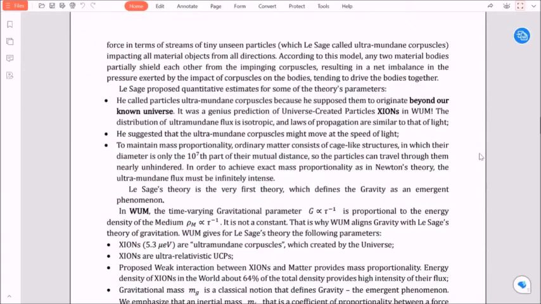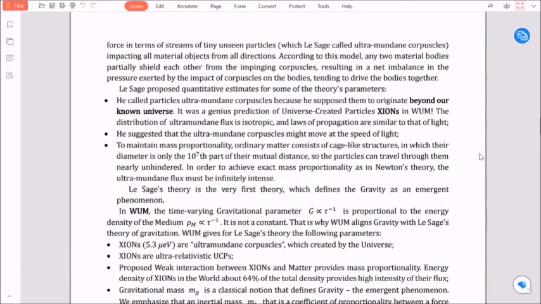To maintain mass proportionality, ordinary matter consists of cage-like structures in which their diameter is only the 10 millionth part of their mutual distance. So the particles can travel through them nearly unhindered. In order to achieve exact mass proportionality, as in Newton's theory, the ultramundane flux must be infinitely intense. Such a theory is the very first theory which defines gravity as an emergent phenomenon.